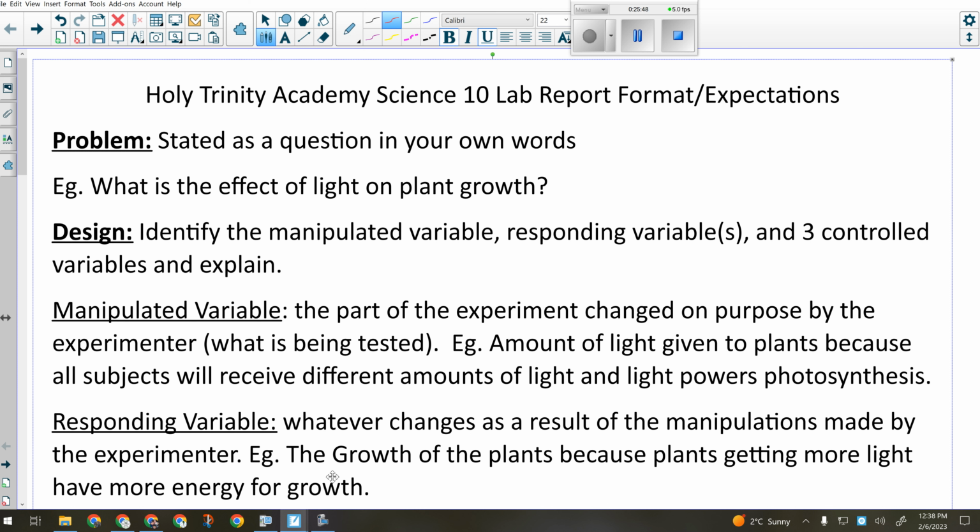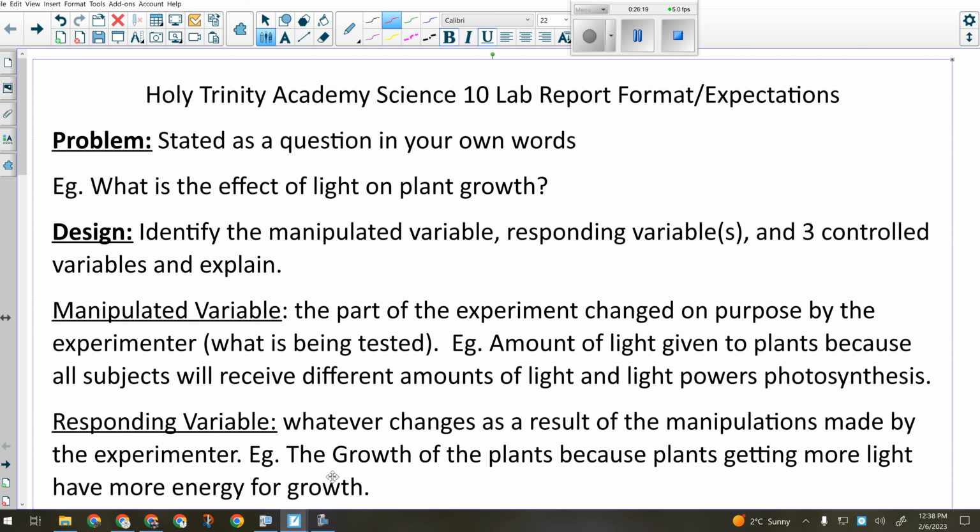In the design part, you are going to be expected to identify and explain the manipulated variable, so the thing that you as the experimenter are changing to test the effect of. The responding variable, the thing that you as the experimenter are watching, recording, and being aware of any changes in. And then 3 controlled variables. Those are things that have to be kept the same, because if they're not, they'll ruin the results. They'll affect the experiment. So that's the other thing that has to be listed there.